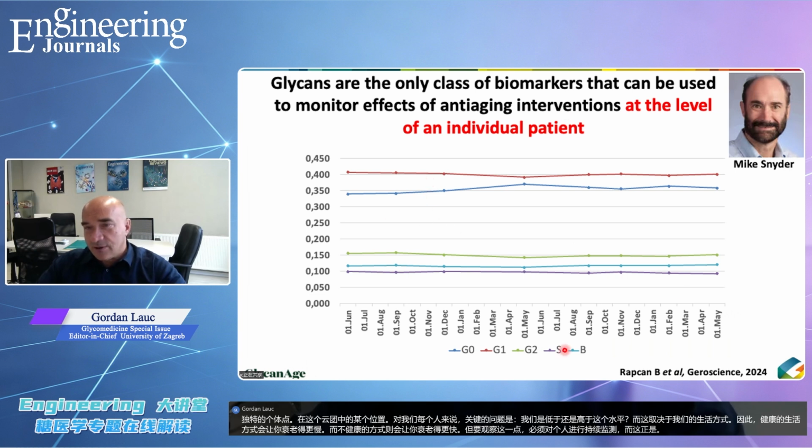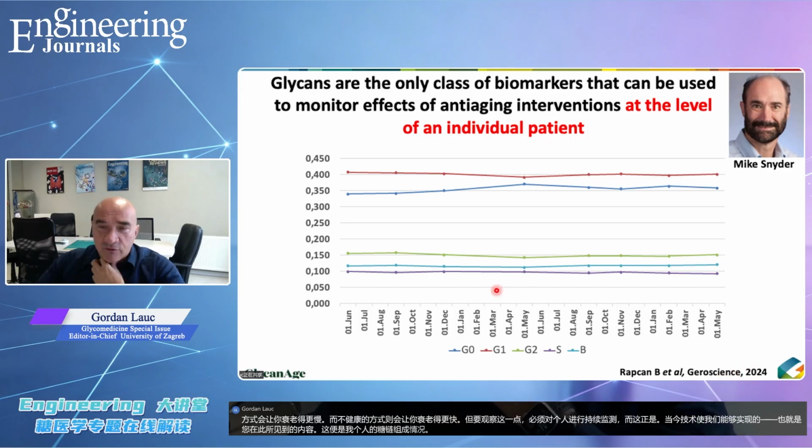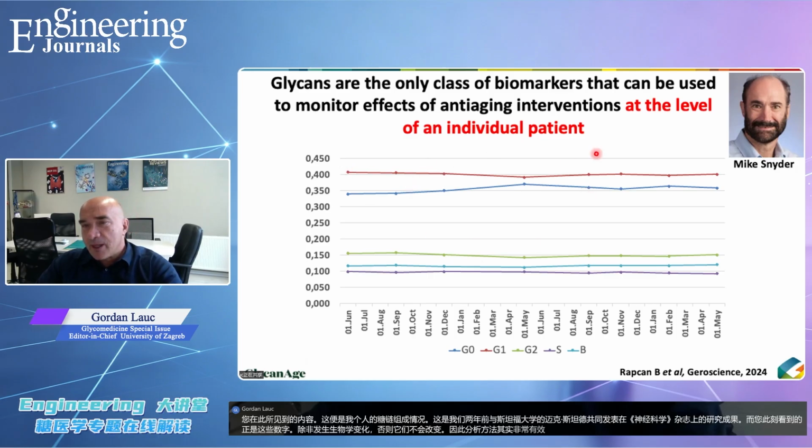What you see here, this is my personal IgG glycome composition, something we published in Neuroscience 2 years ago with Mike Snyder from Stanford. And what you see here is these numbers do not change unless there is a biological change. So analytically, we are really good. But then something can happen and the numbers deviate. Although the change seems to be small, but it's significant. There is a real change here.